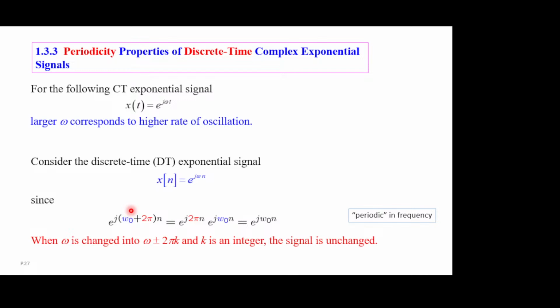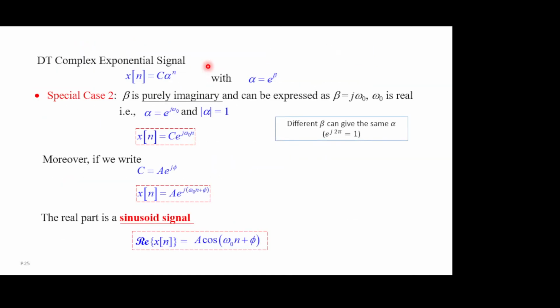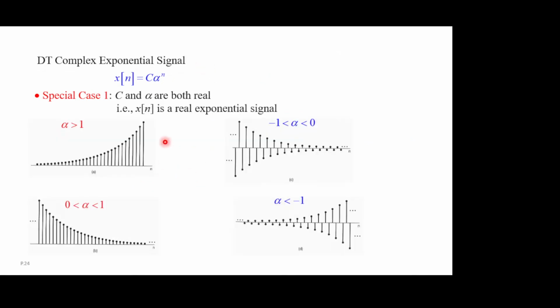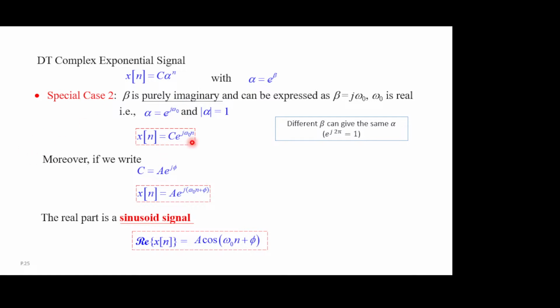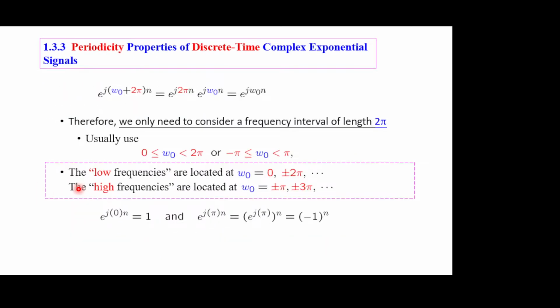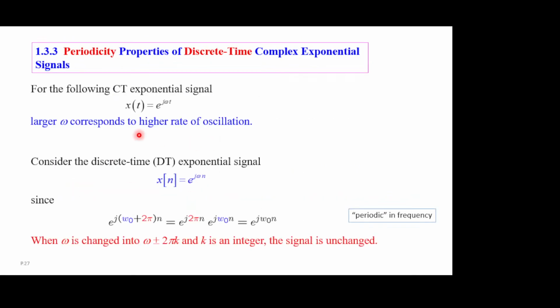Okay. Now we have about 15 minutes to talk about the important part here. That's the periodicity property of those discrete time complex exponentials. We kind of glossed over this, but the periodicity of those complex exponentials is very different. So once again, this is e to the beta n with beta purely imaginary, and alpha equal to e to the j omega naught n. Its periodicity is very different from what we know from continuous time.